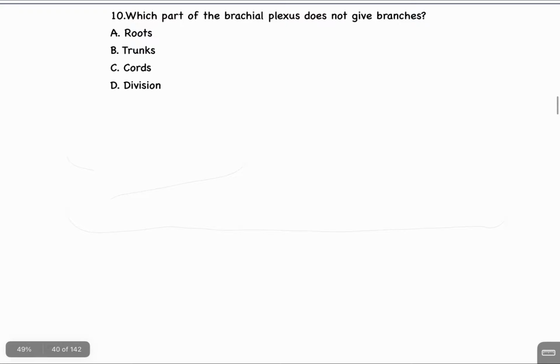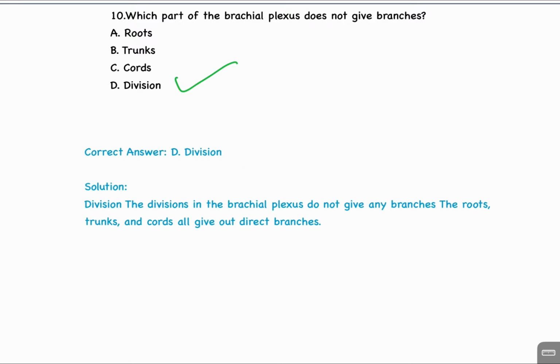Question number 10. Which part of the brachial plexus does not give branches? A. Roots. B. Trunk. C. Cords. D. Division. The answer is D. Division. The divisions of the brachial plexus do not give any branches. The roots, trunks, and the cords all give out direct branches.